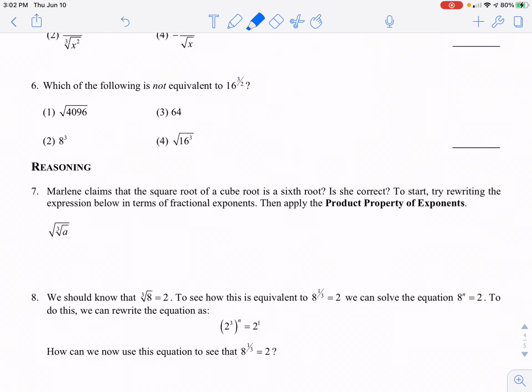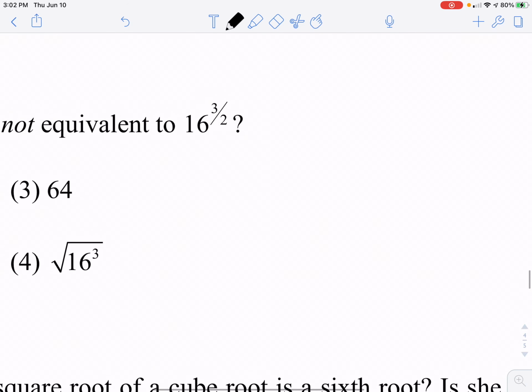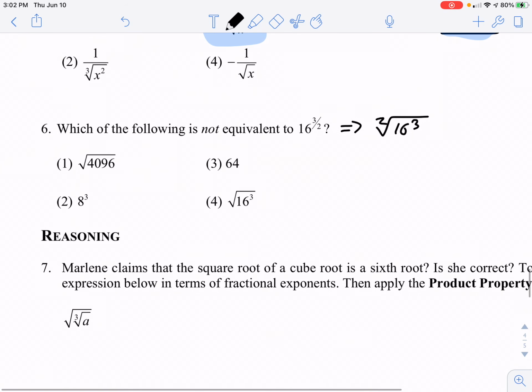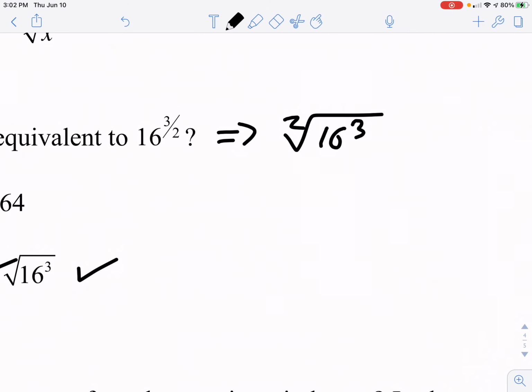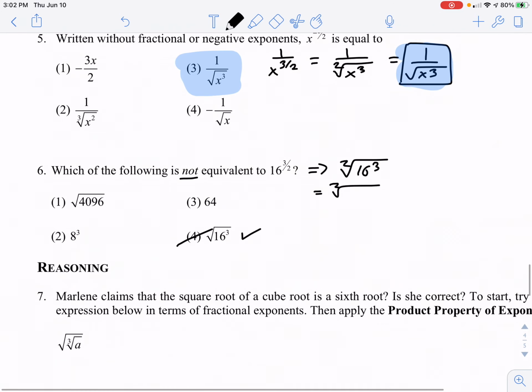Which of the following is equivalent to 16 to the 3 halves power? Well, 16 to the 3 halves power could be rewritten as the square root of 16 cubed. So that's one of them. We're looking for one that's not equivalent, so that's out. We could also rewrite it as the square root of 16 cubed. 16 cubed is 16 times 16 times 16, which is 4096. Well, that would be this one here, which is, again, we're looking for what's not equivalent, so that's out.